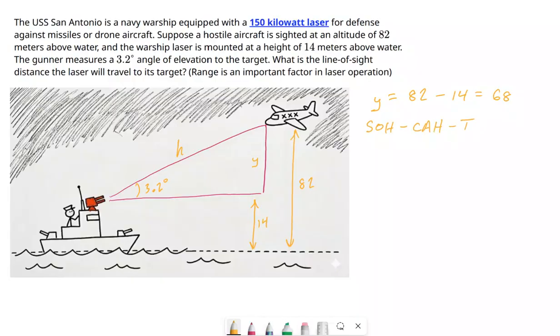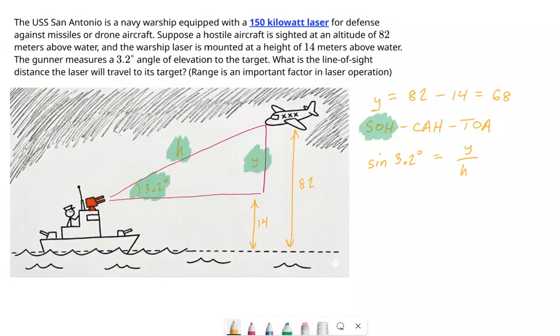SOH-CAH-TOA says if you have a right triangle with another angle and another side, you can find anything you need in that triangle, as long as you know which of these operations to use. Now I have the opposite right here, the hypotenuse and an angle, so which trig function relates opposite and hypotenuse? Remember, that's SO for SOH-CAH-TOA. So let's set up our equation. That's going to be sine of 3.2 degrees equals opposite, which is y, over h.